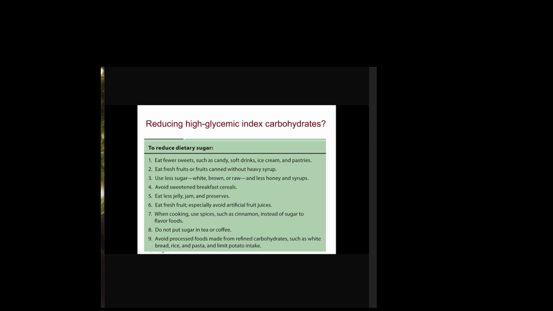So you would hear to reduce dietary sugar. These are a few things that they suggest we do. Eat fewer sweets, drink less soda, eat less ice cream and pastries, eat fresh fruits, not canned fruits. But if you only have the option of canned fruits, eat those that are not packed in heavy syrup. Use less sugar, less honey.